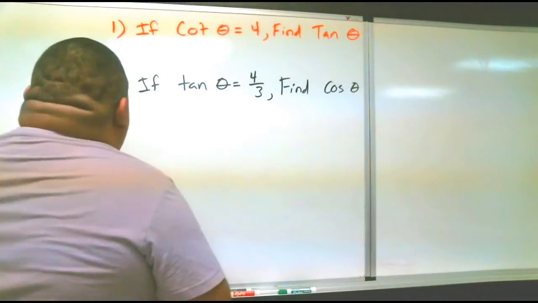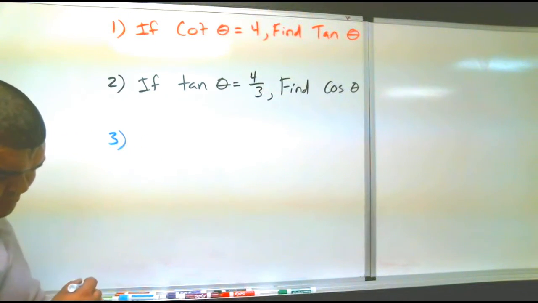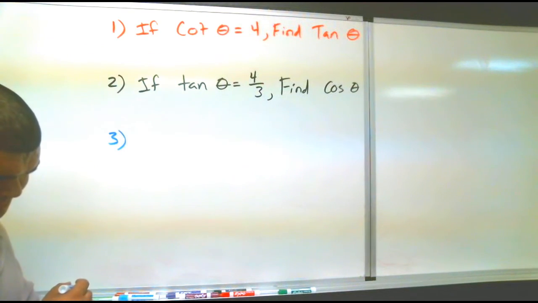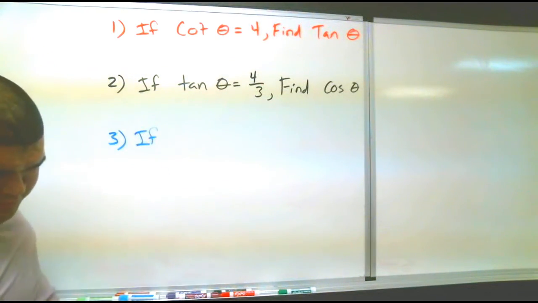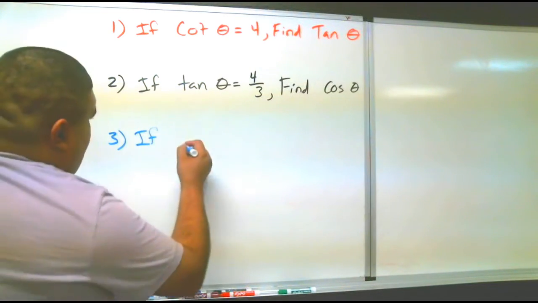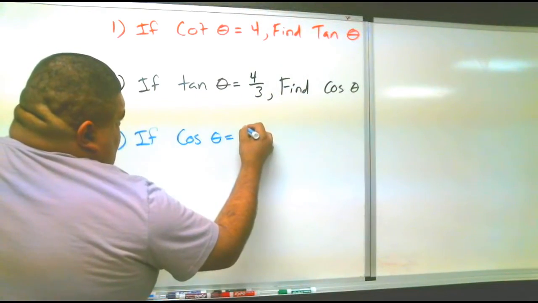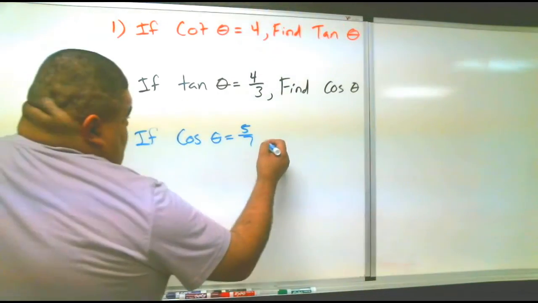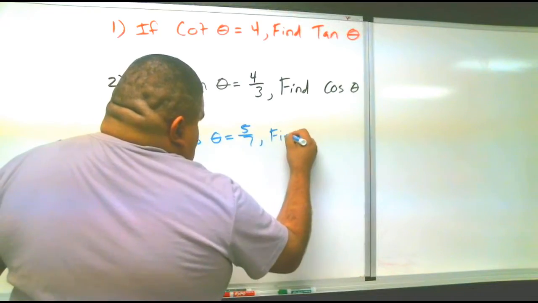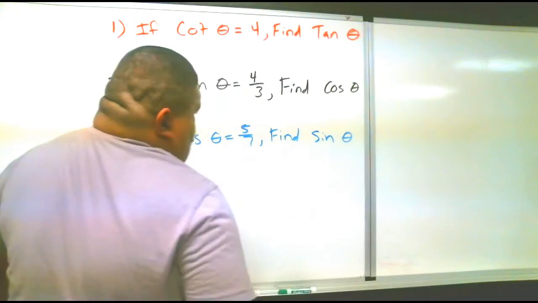And finally, for number 3, if cosine theta equals 5 over 7, find cosine or sine theta.